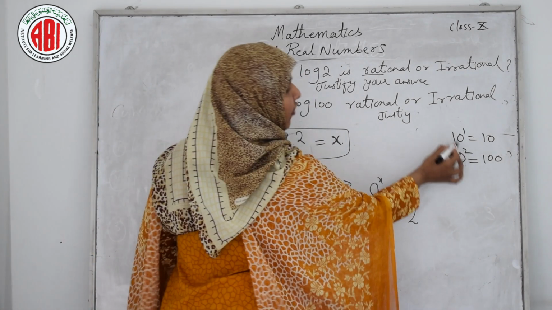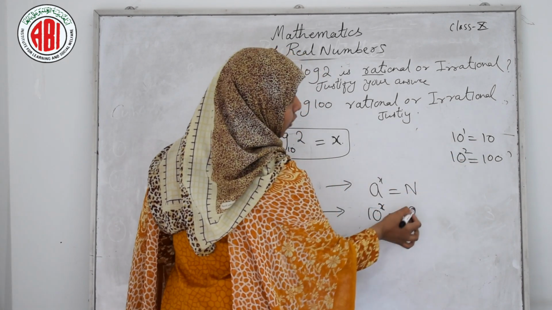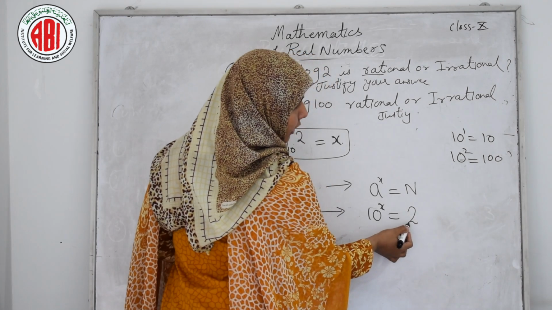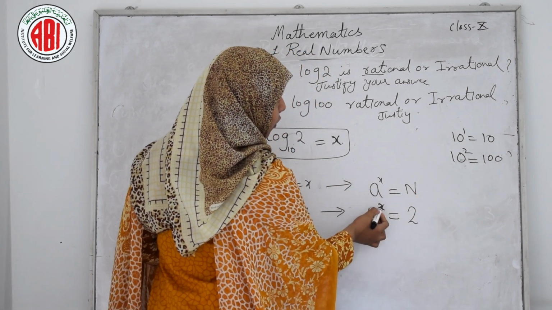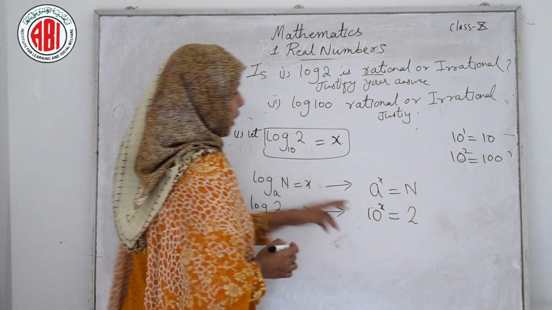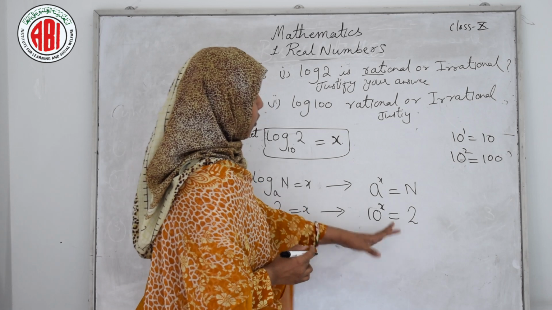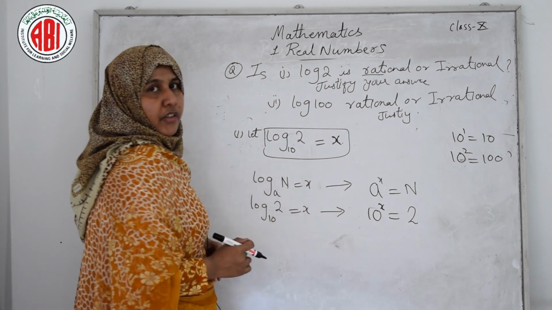If we get 10 to the power 1, the answer is 10, not 2. If I take 10 square, 100, is it 2? There is lots of difference between 2 and 100. So, that is why we can say there is no value of x, so that 10 to the power x gives you 2. So, we can say that it is an irrational number. Log 2 is an irrational number.